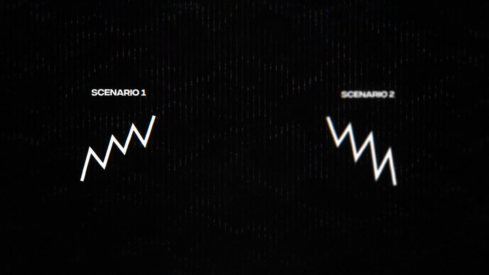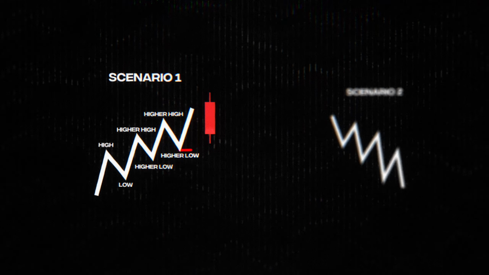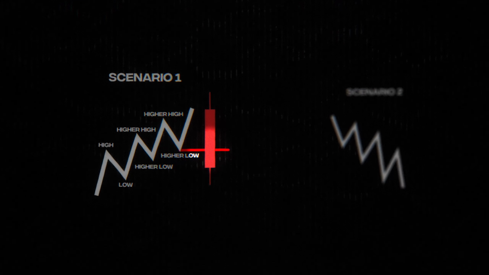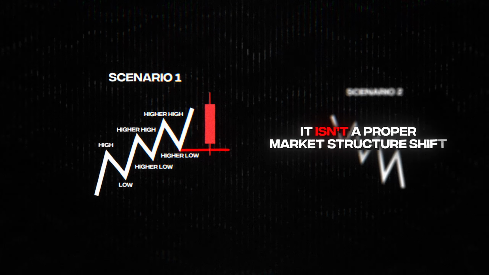For a market structure shift to occur, there are 2 scenarios to take note of. Scenario number 1. In a bullish market, I want to see a break below the higher low. It is really important to note that if the break of a higher low is a wick, it isn't a proper market structure shift.